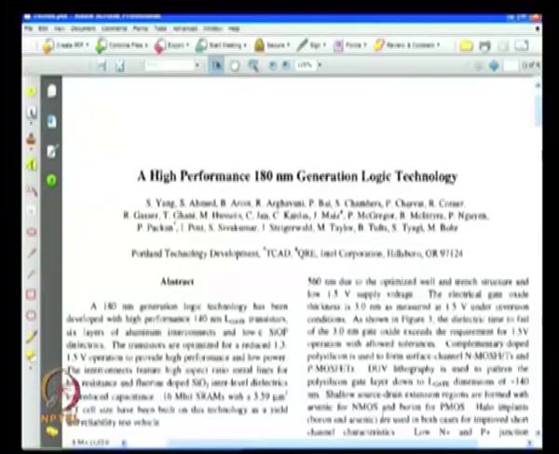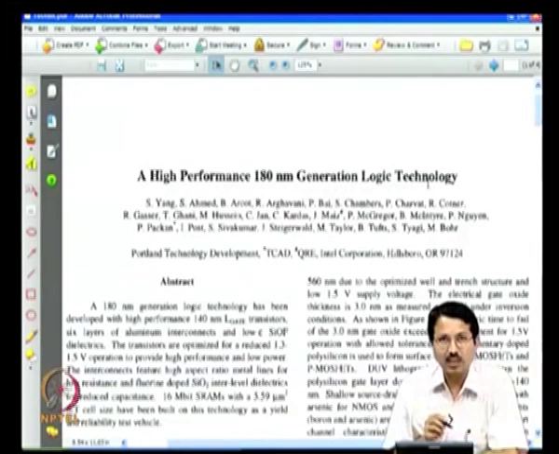Of course, we will not really read the entire paper, but I will highlight a few important things to draw your attention to some of the very important technological implementations. Let us look at this paper here now, which is essentially high performance 180 nanometer generation logic technology.